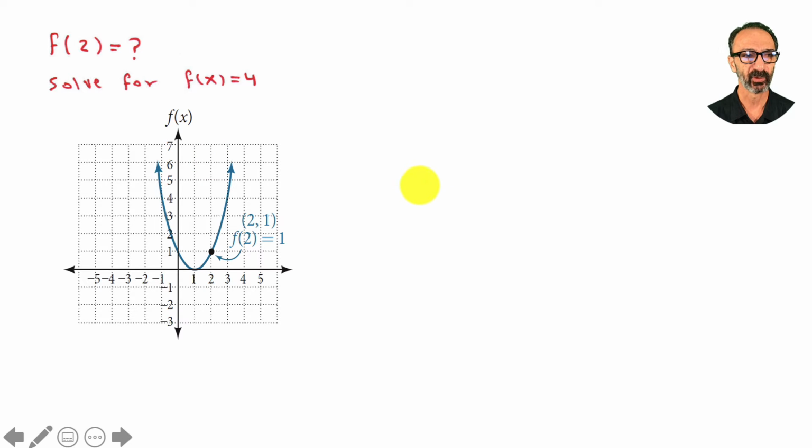Let's move it to the left so I could put some work right here. Looking at the graph, f of 2 is going up to 1. F of 2 is 1. And this coordinate is (2, 1). So f of 2 is 1.